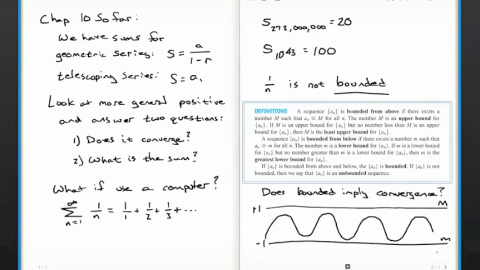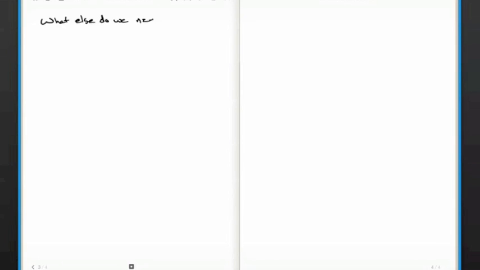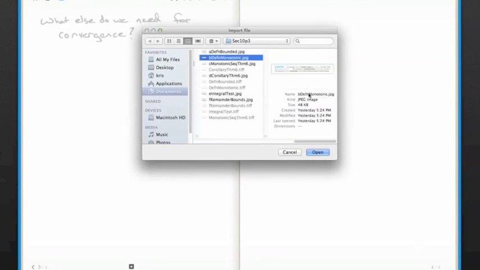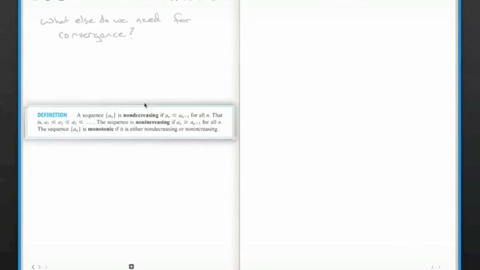Okay, so in order for something to converge, what else do we need for convergence? So let's take a look at one other definition here, and this is kind of a mathy sounding word, but it's important, and that's the definition of the word monotonic.